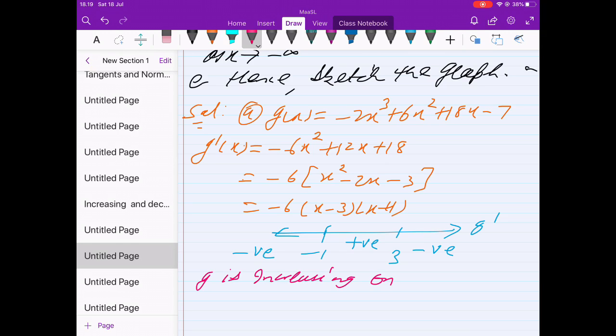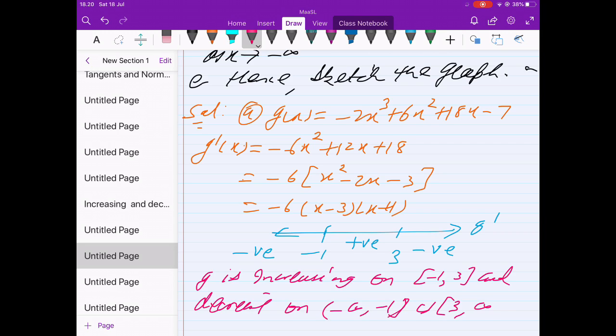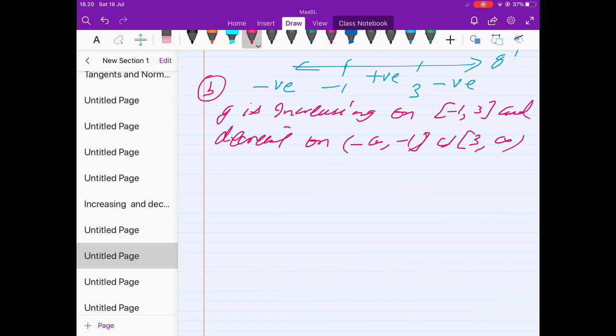on negative 1 to 3 and decreasing on minus infinity to negative 1 union 3 to infinity.